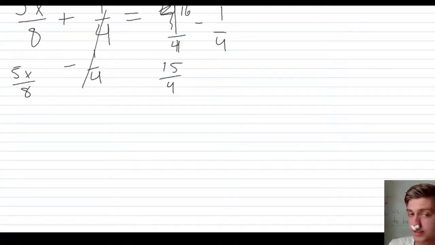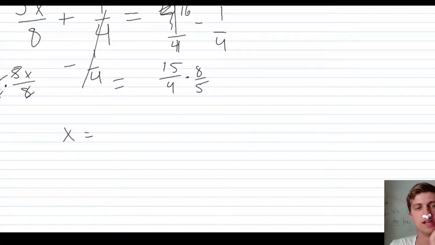What's happening to x? It's being multiplied by 5/8. How do we undo 5/8? We multiply by its reciprocal, which is 8/5. What we do to one side, we do to the other. Cancel, cancel, cancel, cancel. We're left with x on the left. 4 and 8 both have a 4 in common. 4 goes into 4 once, 4 goes into 8 twice. 5 and 15 both have a 5 in common. 5 goes into 5 once, 5 goes into 15 3 times. We're left with 3 times 2 is 6.